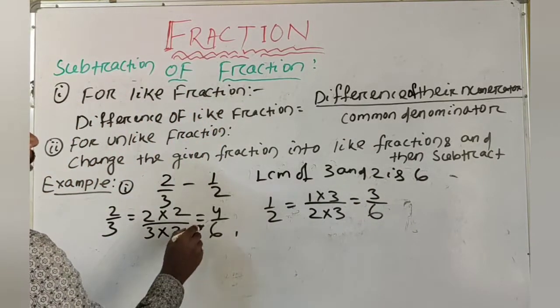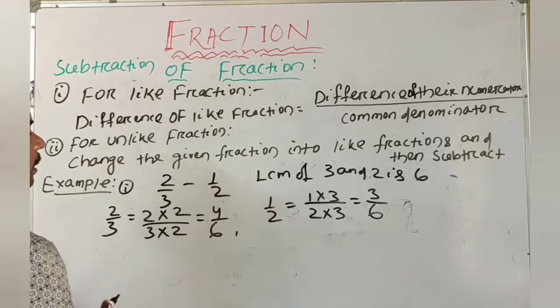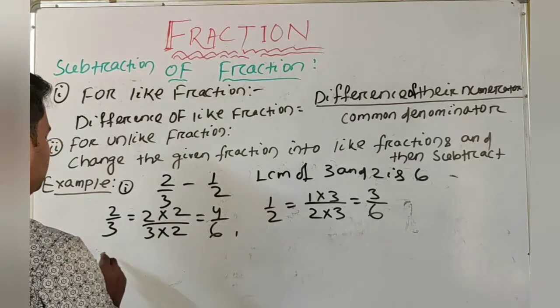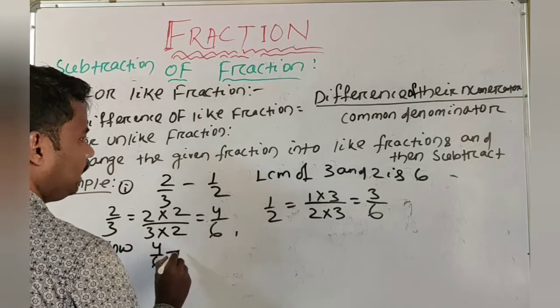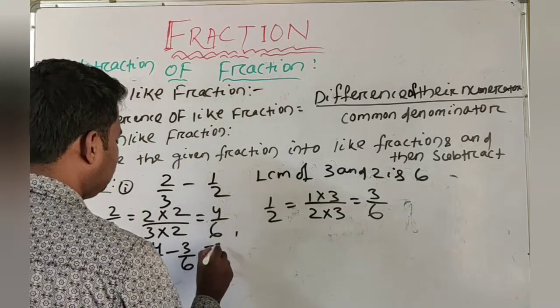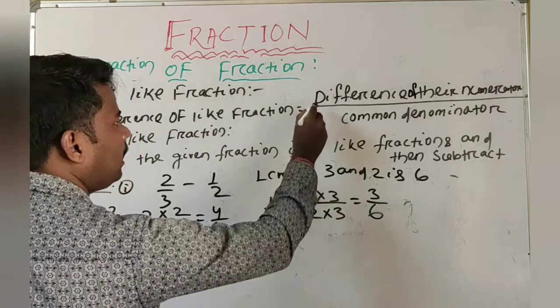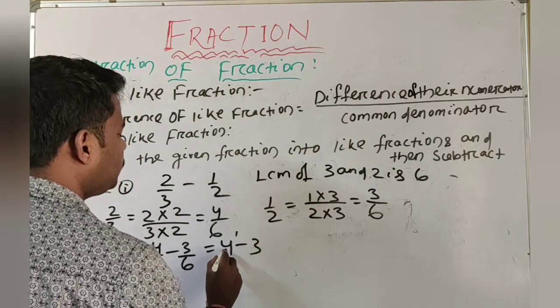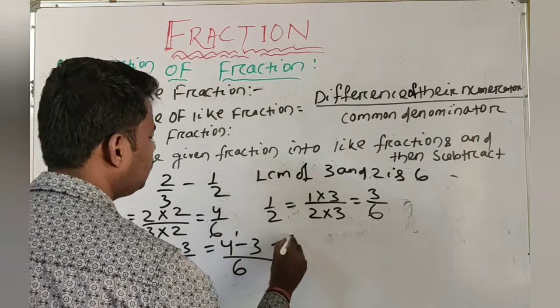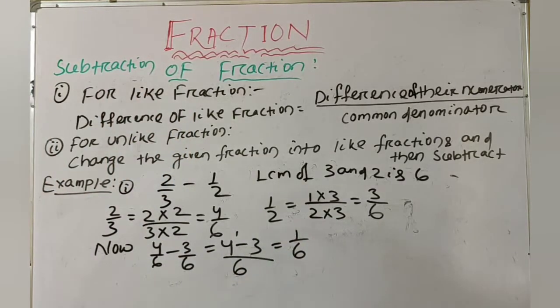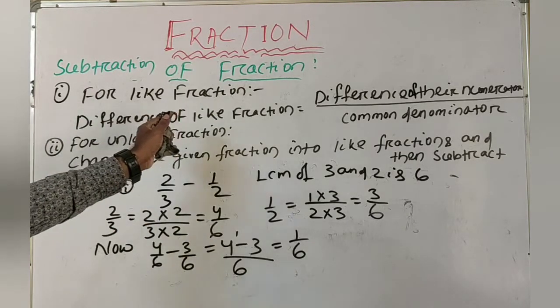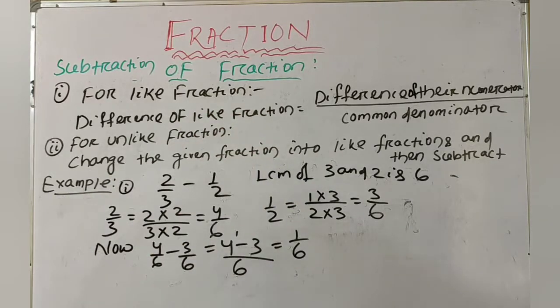Now we can subtract both. Now we got both with the same denominator, or like fractions. Now we can subtract 4 by 6 minus 3 by 6. It will be the difference of their numerators, that means 4 minus 3 divided by 6, 1 by 6 is the answer. So in this way we can subtract unlike fractions, and if the denominator is the same, then it can also be subtracted as like fractions.